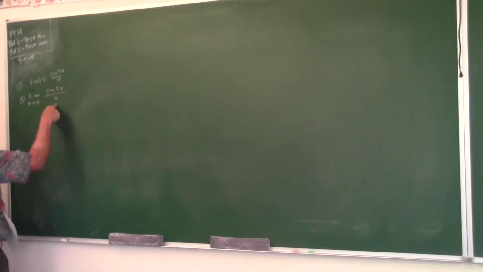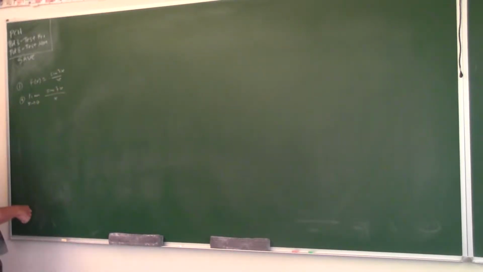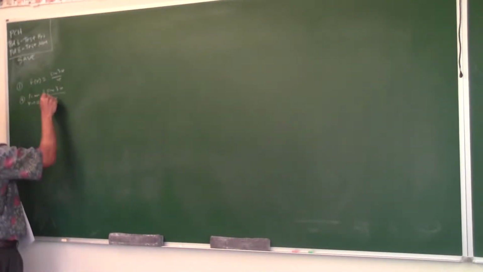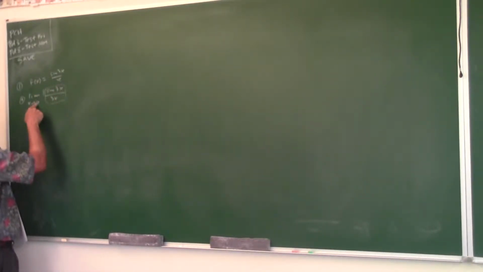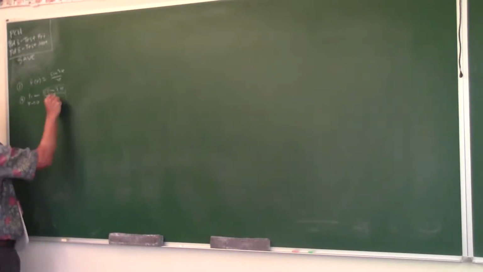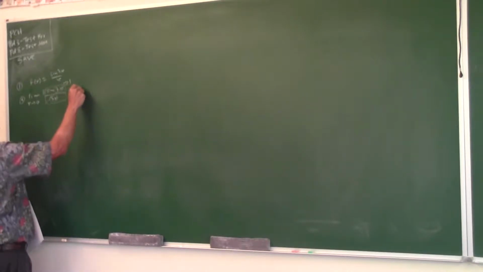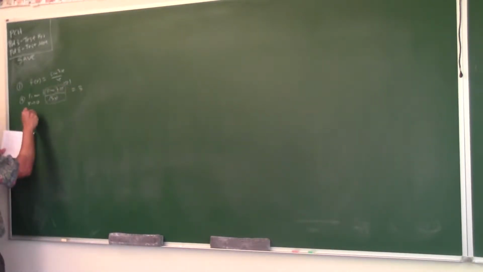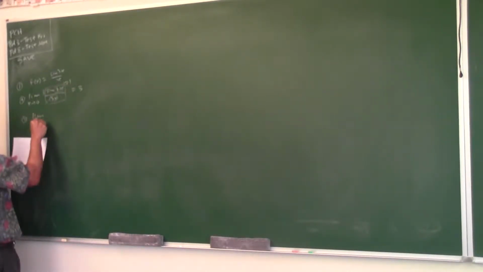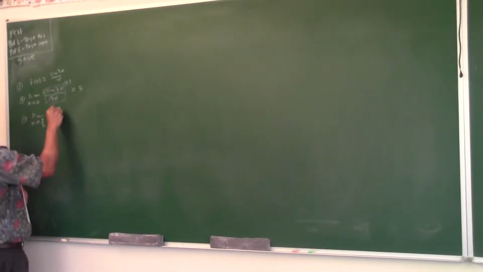Well, if you plug in 0, you get 0 over 0, indeterminate, so you want to look for friend. So since this is 3x, you multiply top and bottom by 3. And as x approaches 0, does that also go to 0? The answer is yes. So that's friend, which goes to 1. 3 times 1, 3.